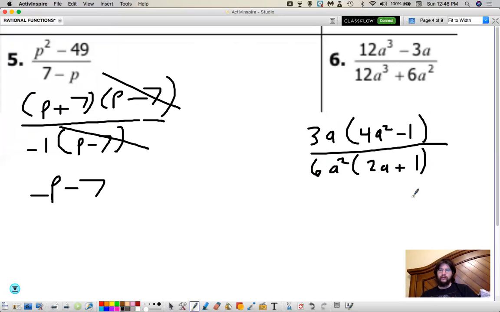Right. So now that we have our GCFs factored, we see that we have a difference of squares here.